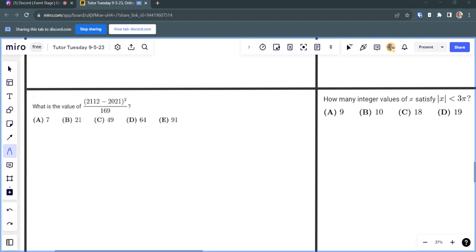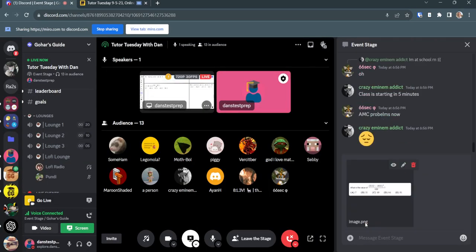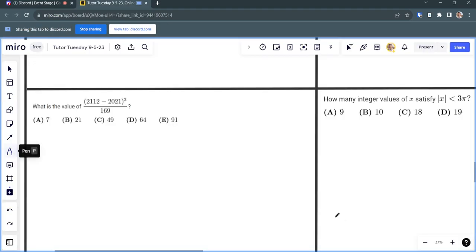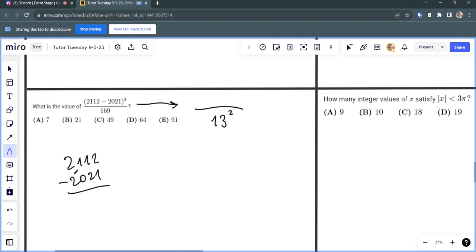Let me move on to our AMC math now. Okay, immediately sees 13 squared, that's good. Let me start rewriting this in a way that's more manageable. What is the value of 2,112 minus 2021 squared over 169? We know that 169 is just 13 squared. And 2,112 minus 2021, if we do a little bit of mathematics here, equals 91.